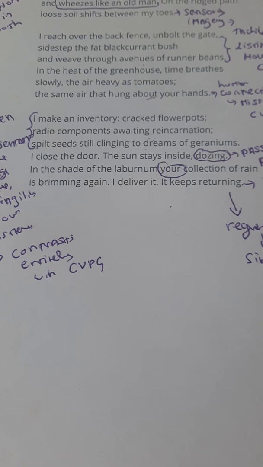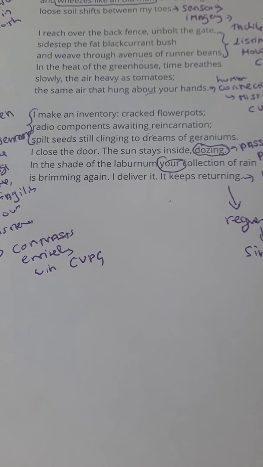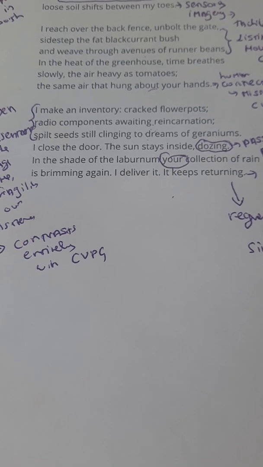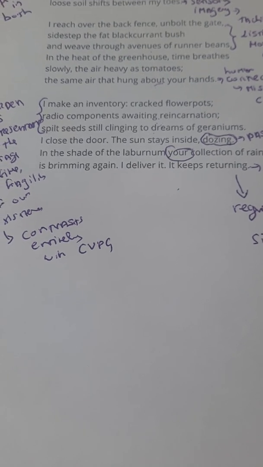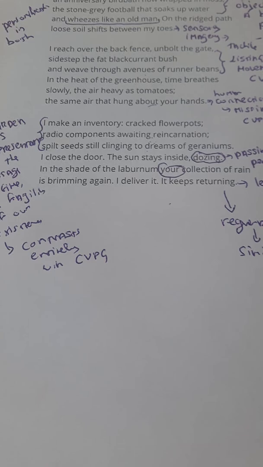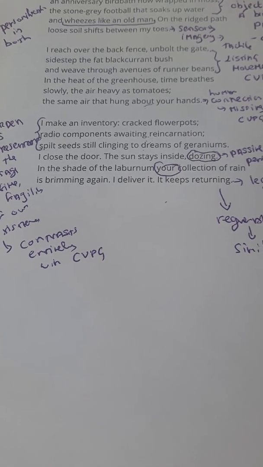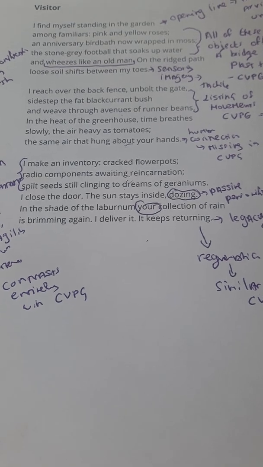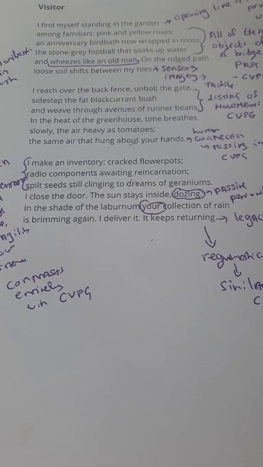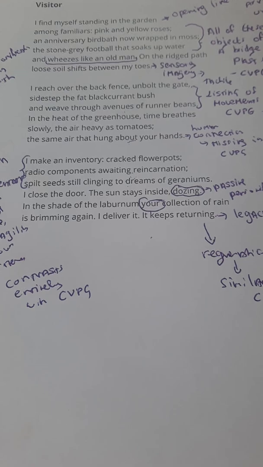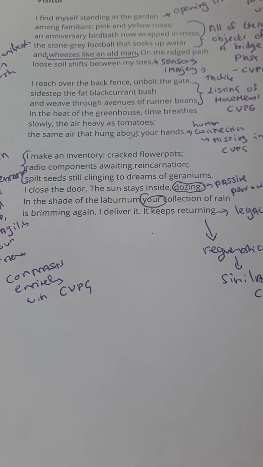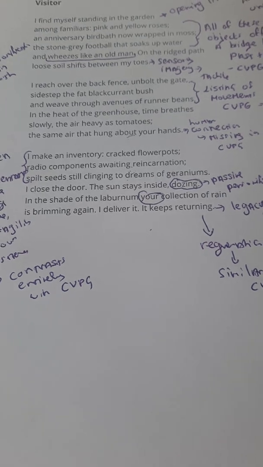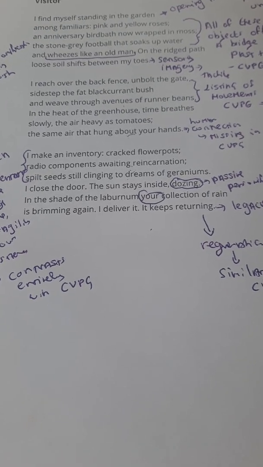And then we have this almost claustrophobic sense of the heat of the greenhouse. "Time breathes slowly, the air heavy as tomatoes." I love that image, the idea of the air having heaviness. And then "that same air hung about your hands." We don't know who the "your" is, who this person they're referring to is. We can imagine it's probably a close family member. But we have this human connection here, and we don't necessarily have the same level of human connection in Chainsaw versus Pampas Grass.